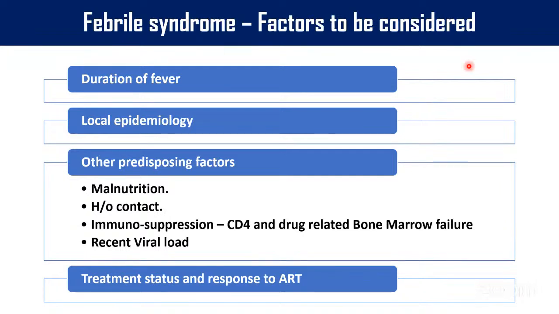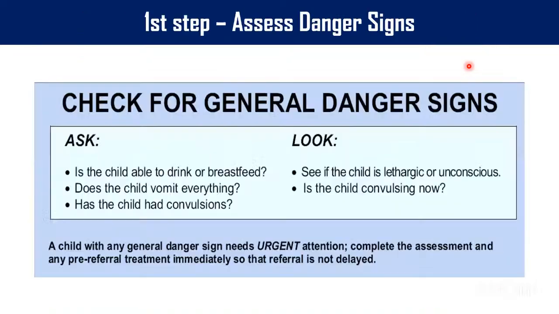What is the recent viral load? Well suppressed. Okay. And what is the treatment status? HIV, ART initiated within 6 months, stable disease, or a failing regimen. What is the response to the ART? So consider all these factors to arrive at a diagnosis.